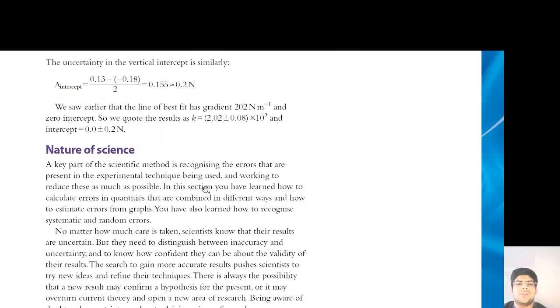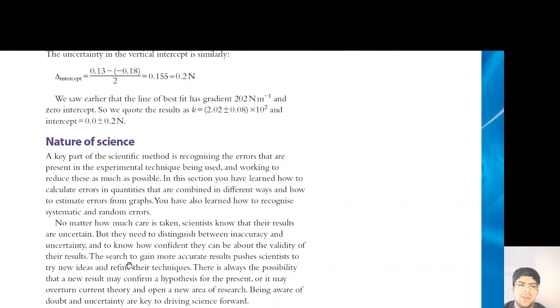In this section you have learned how to calculate errors in quantities that are combined in different ways, and how to estimate errors from graphs. You have also learned how to recognize systematic and random errors. No matter how much care is taken, scientists know that their results are uncertain, but they need to distinguish between inaccuracy and uncertainty, and to know how confident they can be about the validity of their results.